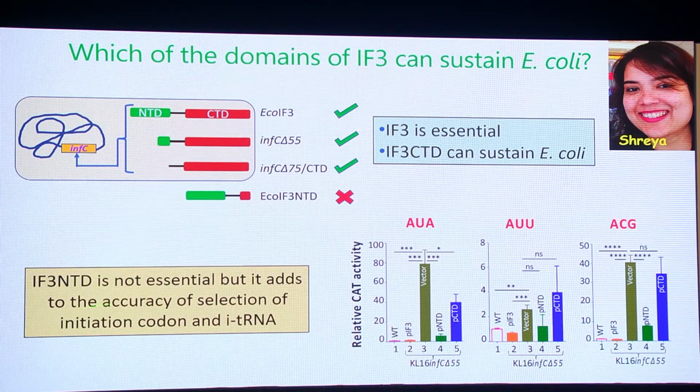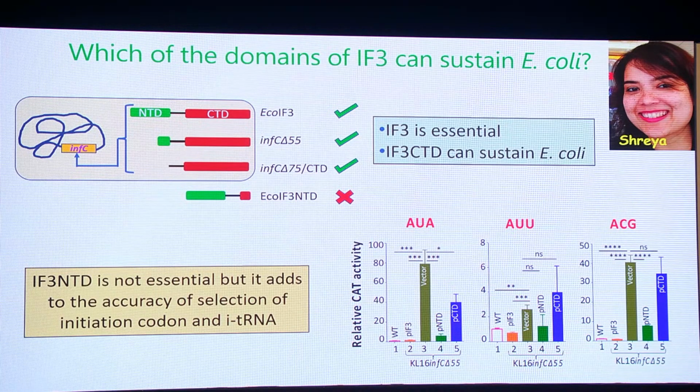Now, if CTD alone can do the job, why have the NTD? And what she then found was that, yes, NTD is not essential for the survival of bacteria, but it is required for accuracy of initiation codon recognition. And so if you look at it here, in this particular strain where 55 amino acids from the N-terminal are deleted, this is the amount of initiation from AUA codon. If you overproduce the N-terminal domain, this goes down. CTD doesn't do that much.